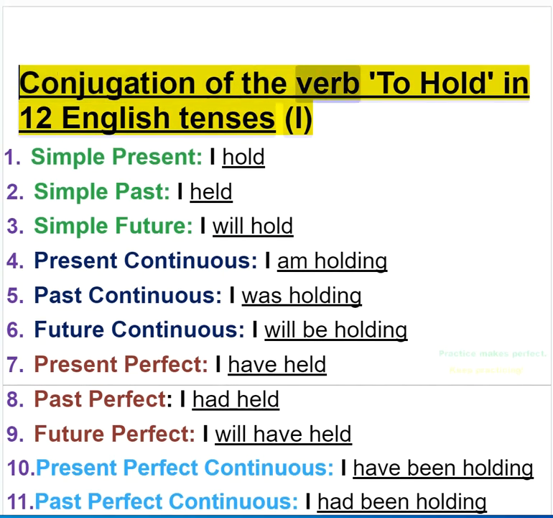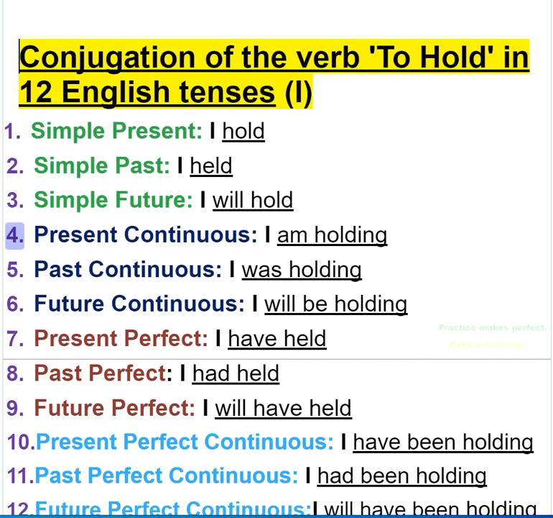Conjugation of the verb to hold in 12 English tenses. 1. Simple present, I hold. 2. Simple past, I held. 3. Simple future, I will hold. 4. Present continuous, I am holding.